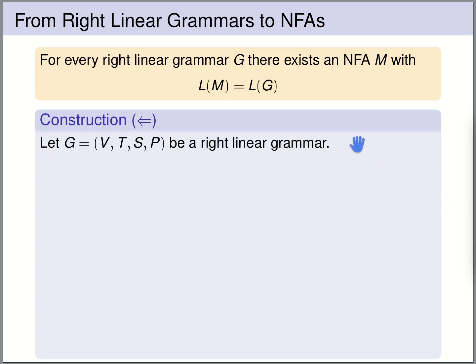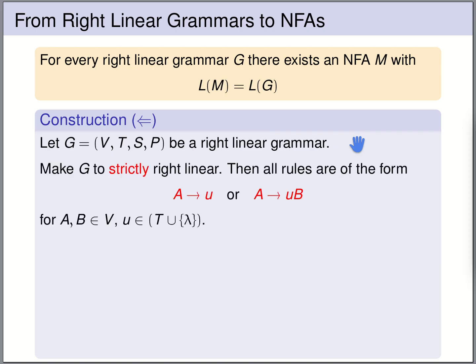We start from a right linear grammar G, and as a first step, we make this grammar strictly right linear. Recall that making a grammar strictly right linear was by splitting the rules. So we split the rules until the terminal words u in the right hand side have at most length 1. So that means that these terminal words u are either terminal letters or lambda. And now if we have a strictly right linear grammar where all the rules are of this form, we translate it into a non-deterministic automaton as follows.